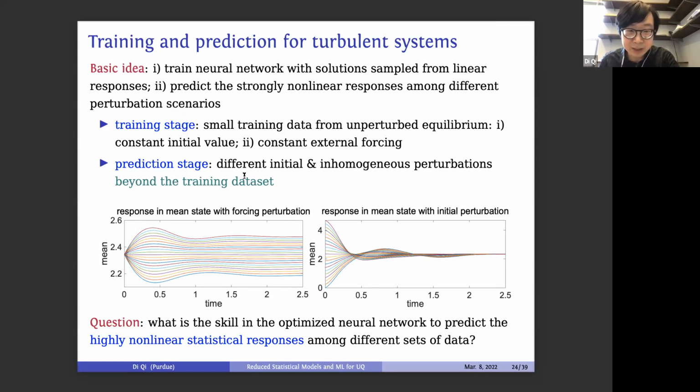And then for the prediction stage, we want to use different initial conditions. In the training data, we usually use homogeneous training data, that is, we use forcing that is homogeneous in time and space. But in the prediction stage, we want to test the model prediction skill for inhomogeneous scenarios that are beyond the training data set. That's the setup of the training and prediction data. And the question is to test the skill of the optimized neural network to predict the nonlinear statistical responses in the mean and covariance without using the explicit parameterization schemes like before.